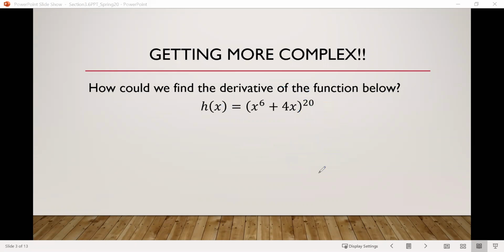Also notice that this setup is a function within a function. On the outside, we have something raised to the 20th power, so that's our outside function. And on the inside, we have x to the 6 plus 4x. So again, there's a function within a function here. How do we deal with that?